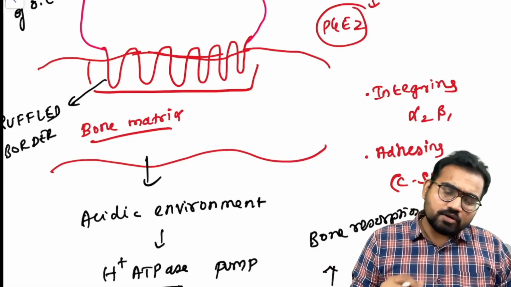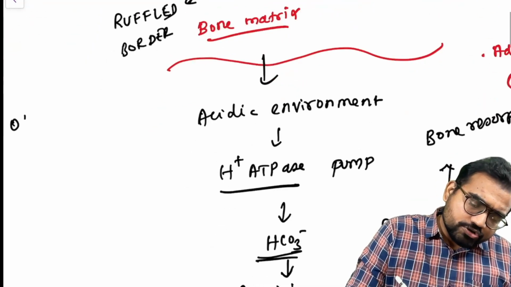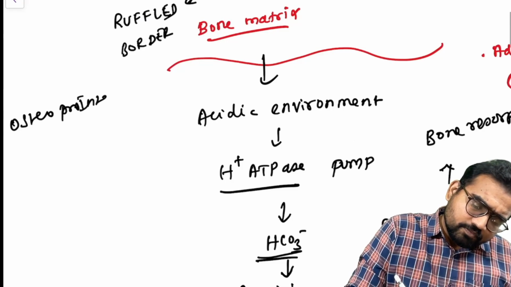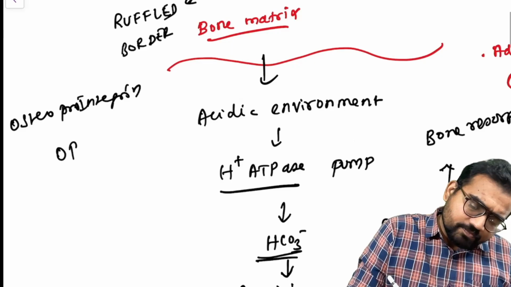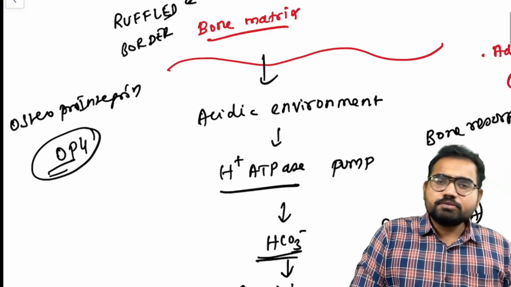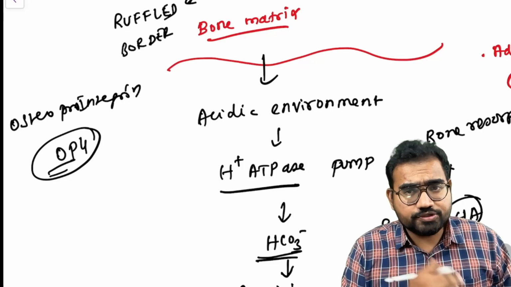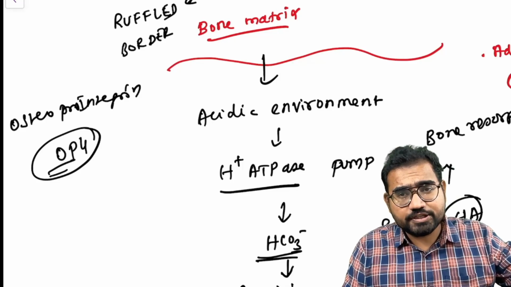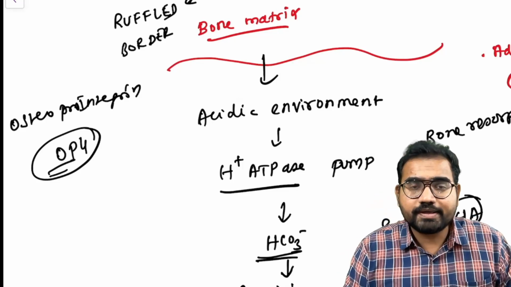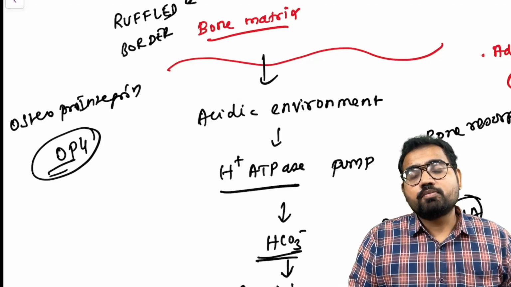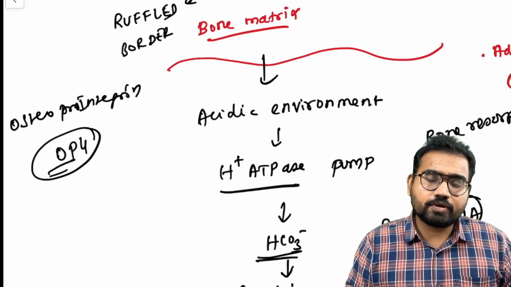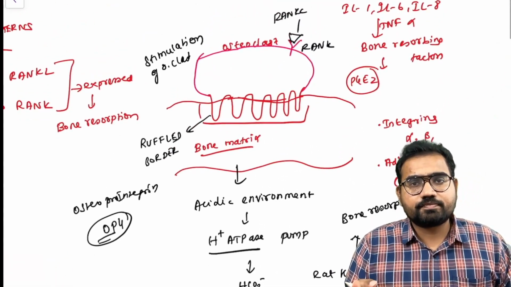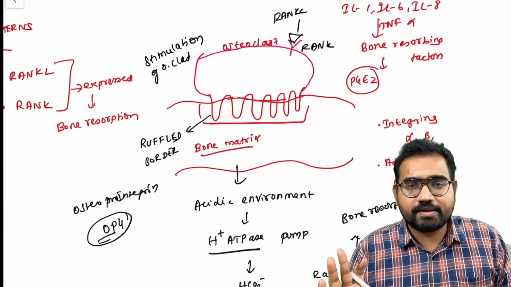Okay, now there is something called osteoprotegerin, OPG. OPG is an antagonist to bone resorption. It will prevent the attachment of RANKL to RANK. In that way, it is going to prevent the bone resorption. Okay, so this is how the RANKL system works in a very simple way.